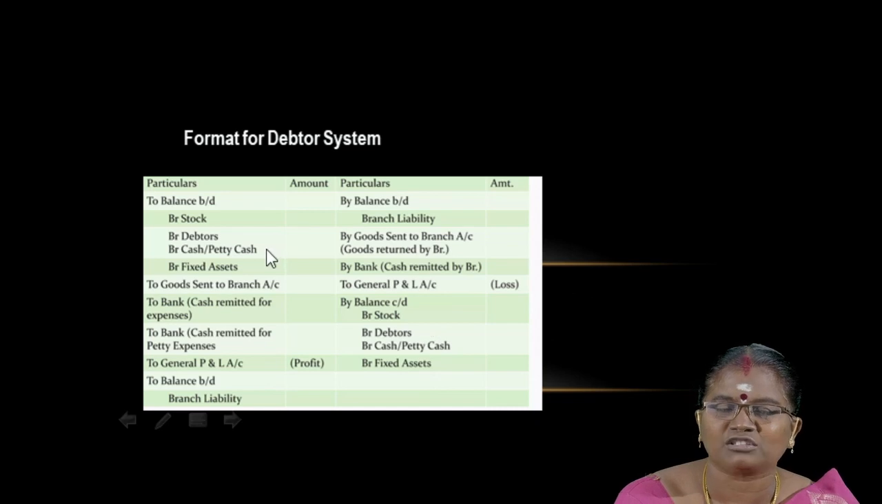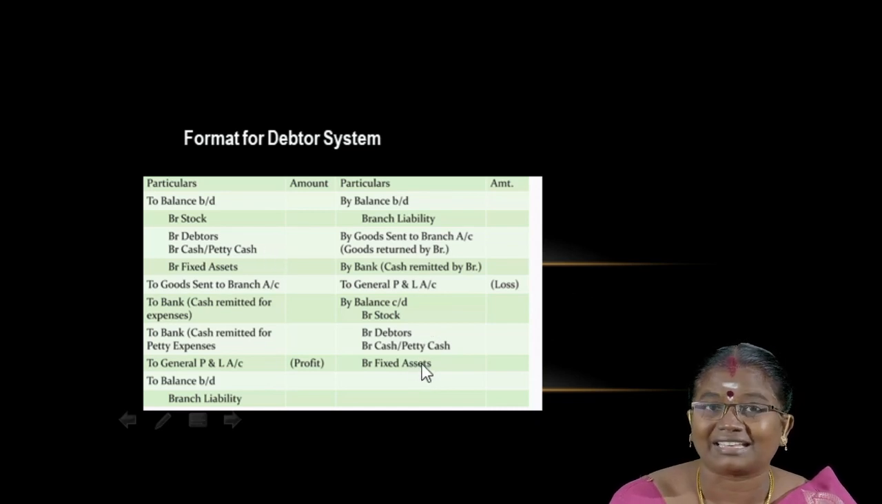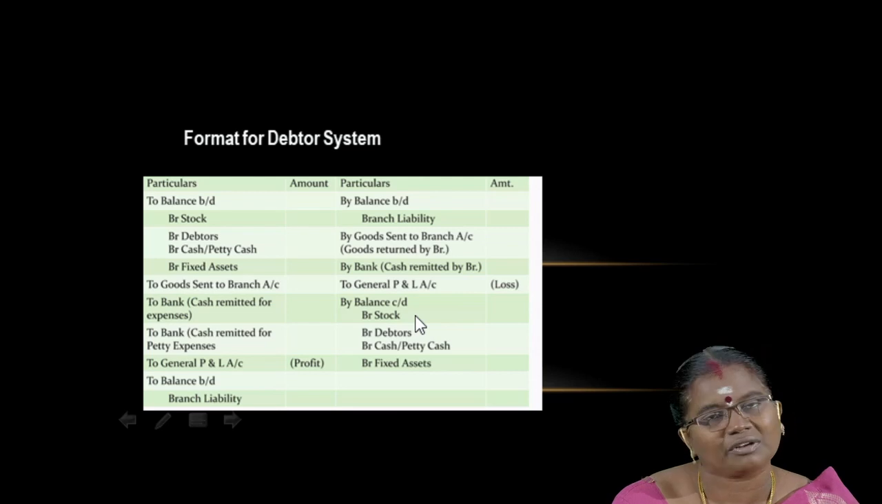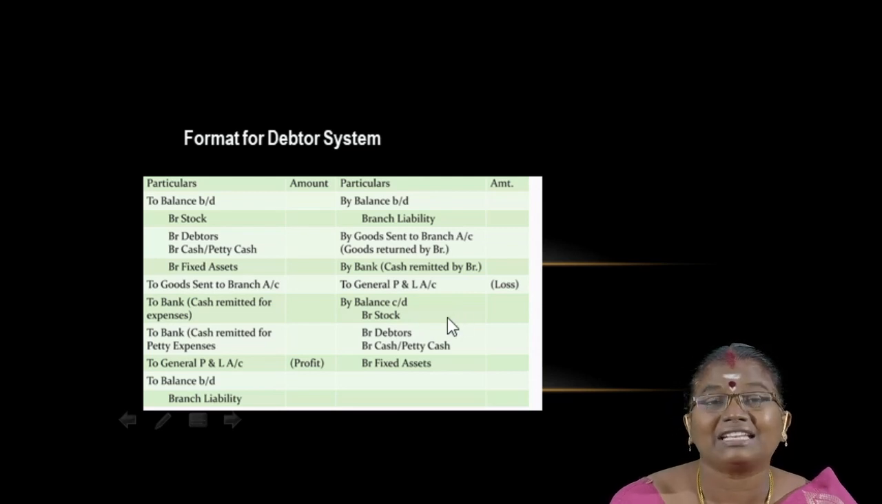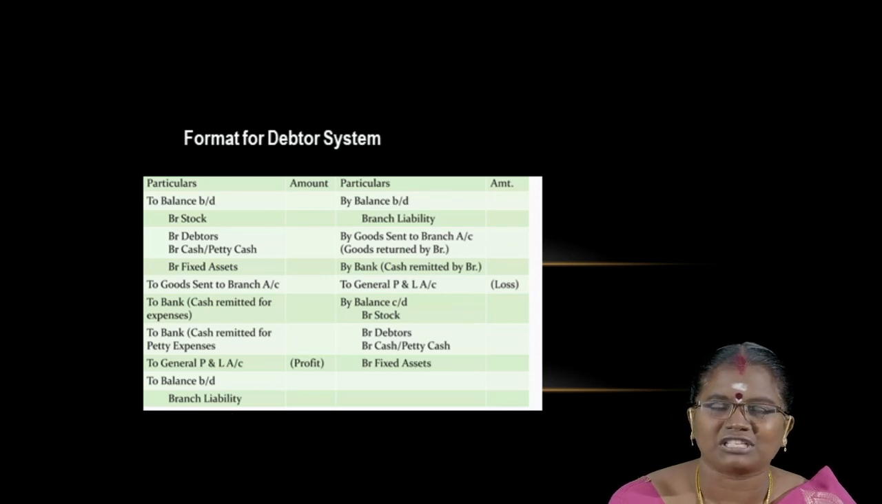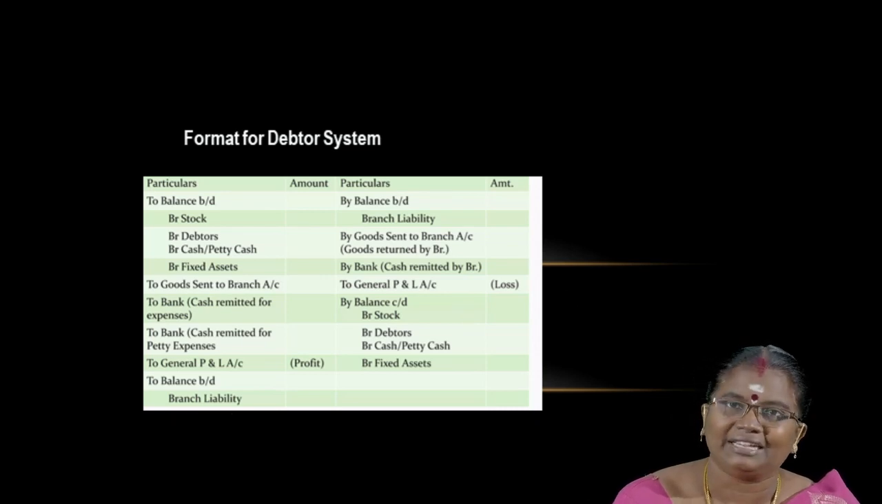So, opening balance on the debit side, closing balance on the credit side, that too for assets. As we know, for the assets, all the opening balance will be on the debit side and the closing balance will be on the credit side. Similarly, for the liability, the opening balance will be on the credit side and the closing balance on the debit side.